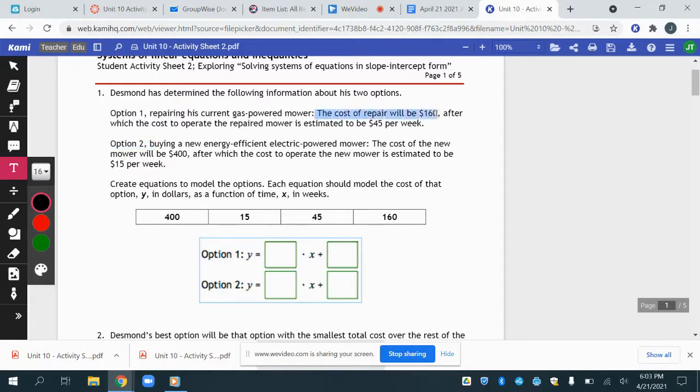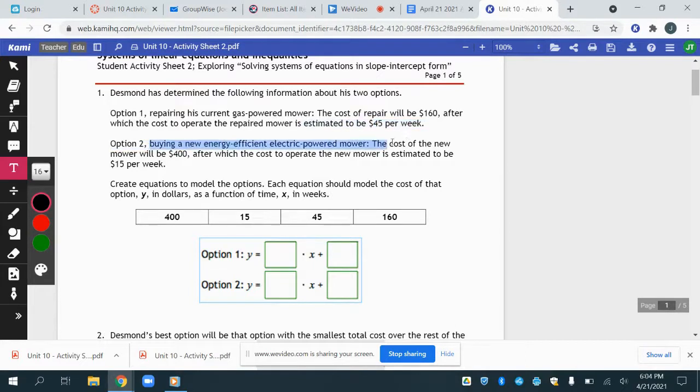So we've got the cost of repair will be 100 for what? We're repairing a gas-powered mower. Great. And it's going to cost 160, after which the cost operating the repaired mower is $45 per week. Okay. So notice $45 per week. So we're going to pay $45 over and over again based on how many weeks.